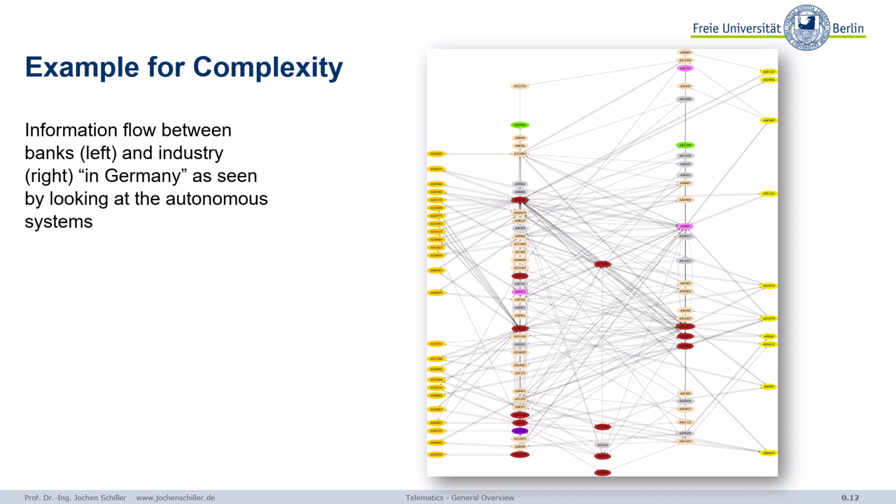Just to give you an example about complexity, have a look at the information flow between banks on the left side of this figure and industry on the right-hand side, just by looking at the autonomous systems. We will recap all the ideas of autonomous systems, but this is something you should basically know from the basic networking course. If we look at how the information flows, we do not always know where the traffic flows. We try to control this somehow using protocols like BGP, routing, etc., but we do not always know it.